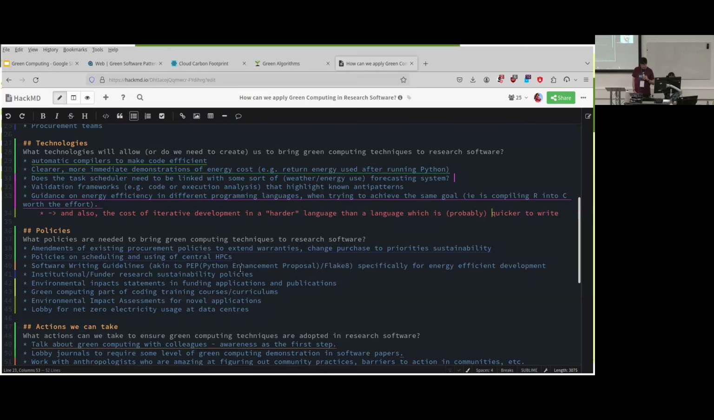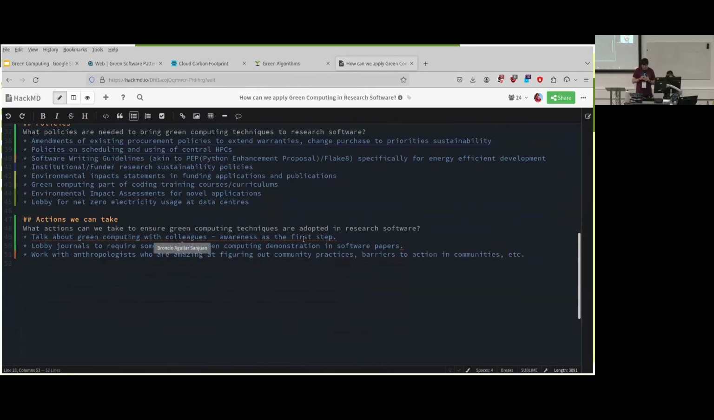Validation frameworks. Oh, the highlight unknown answer patterns. Yeah, that would be really useful. Guidance on energy use efficiency in different programming languages. Is compiling R into C worth the effort? Yeah, that's a good point.